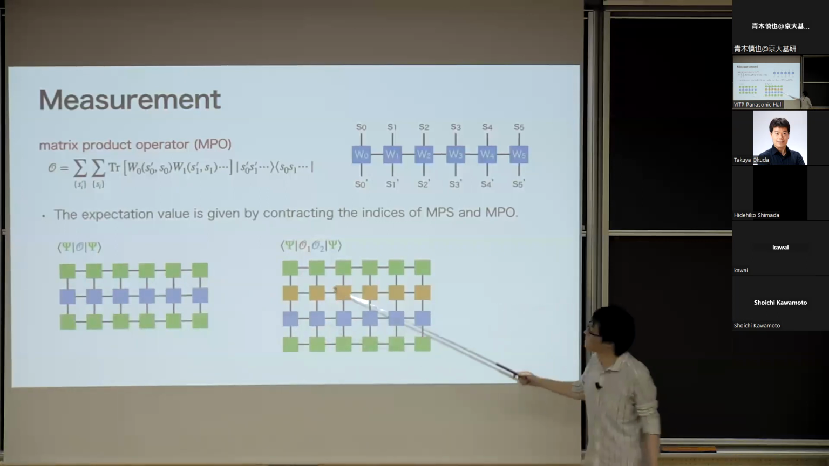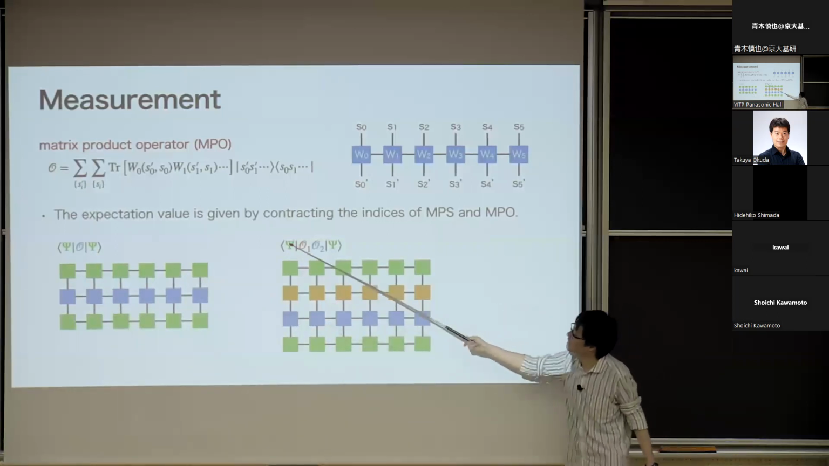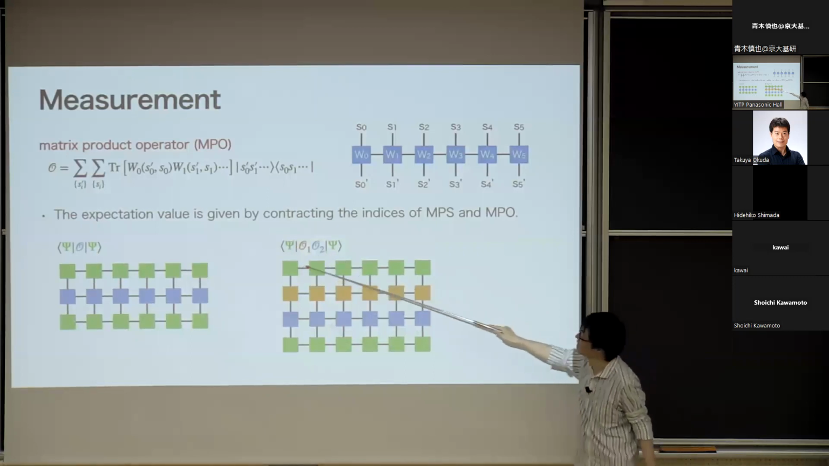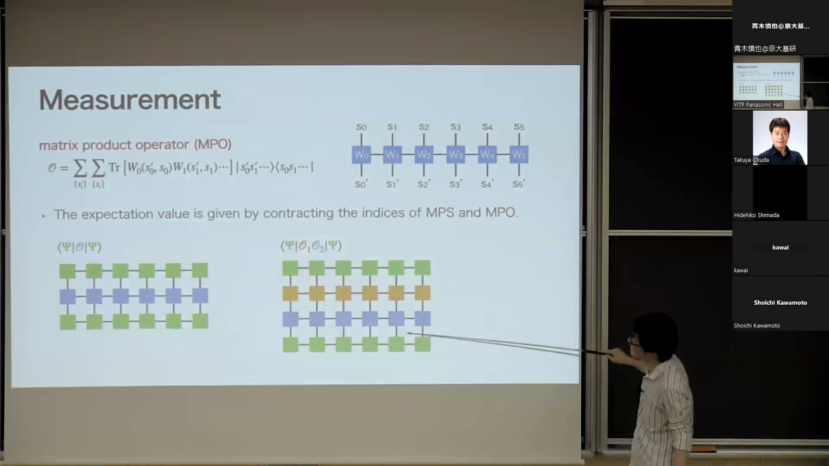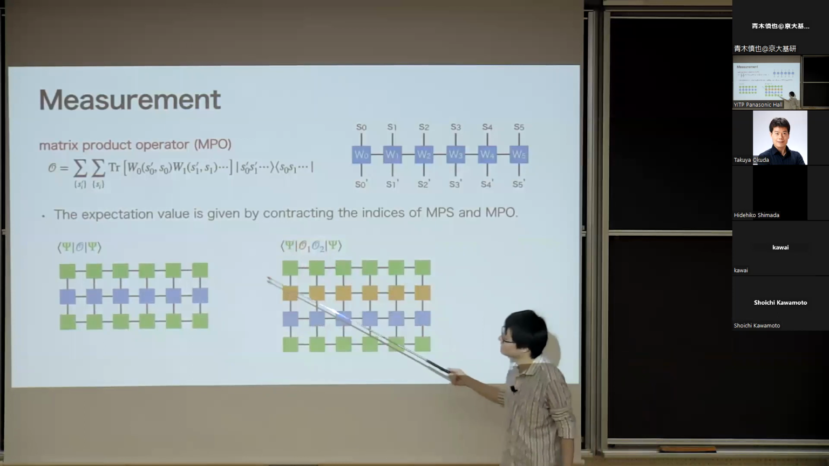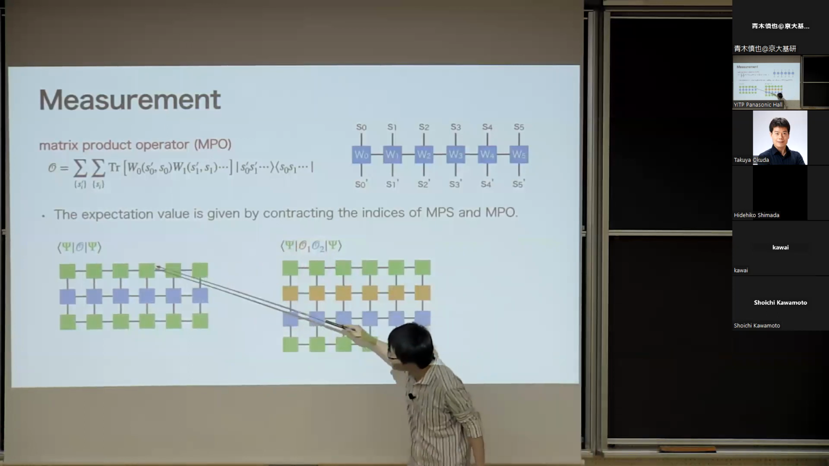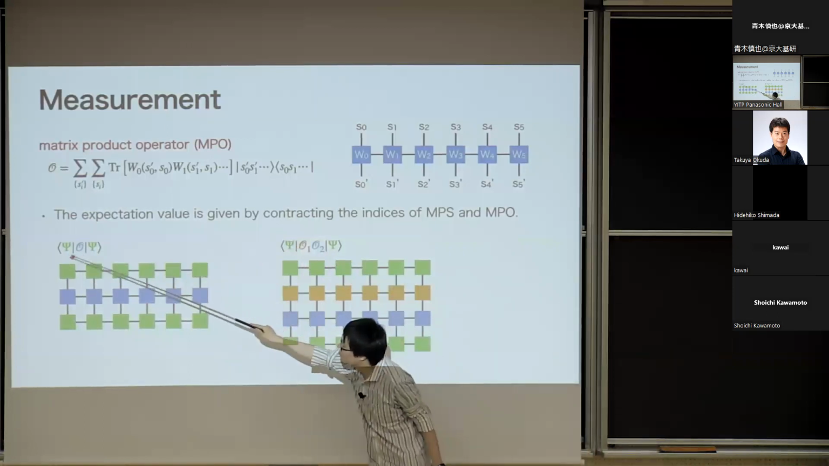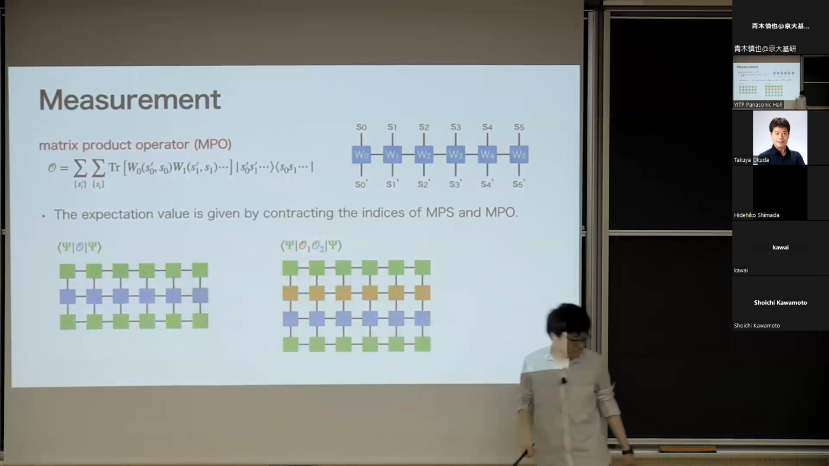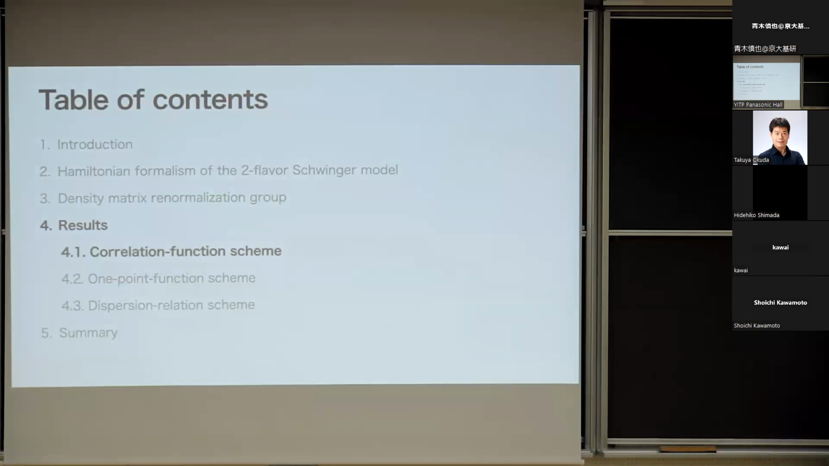And also, it's possible that we can sandwich two different operators like this. Or also, we can compute the off-diagonal element. I mean, <psi 1|O|psi 2> is also possible. So yeah, I explained the calculation method. And next, I go to the results.